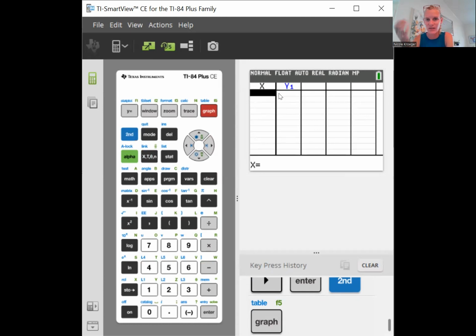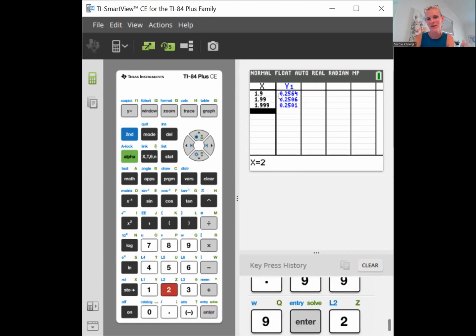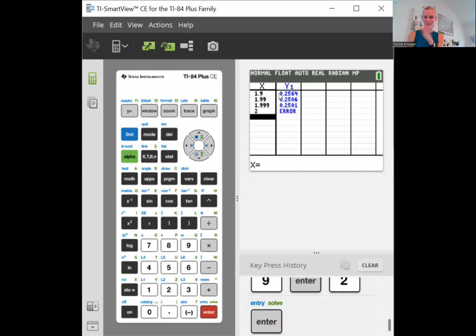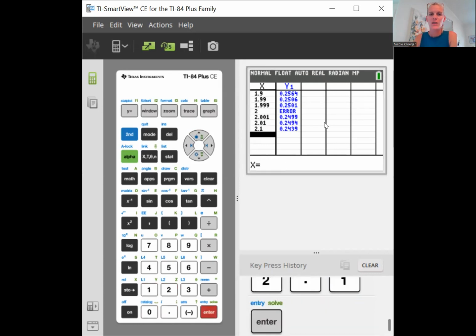So now I'm going to type in those x values that I have in my table. We had 1.9, 1.99, 1.999. Remember, these are my values for my table. I'm going to put 2 in. Notice we get an error there, which was why I put the dash line by 2, and then 2.001, 2.01, and 2.1.